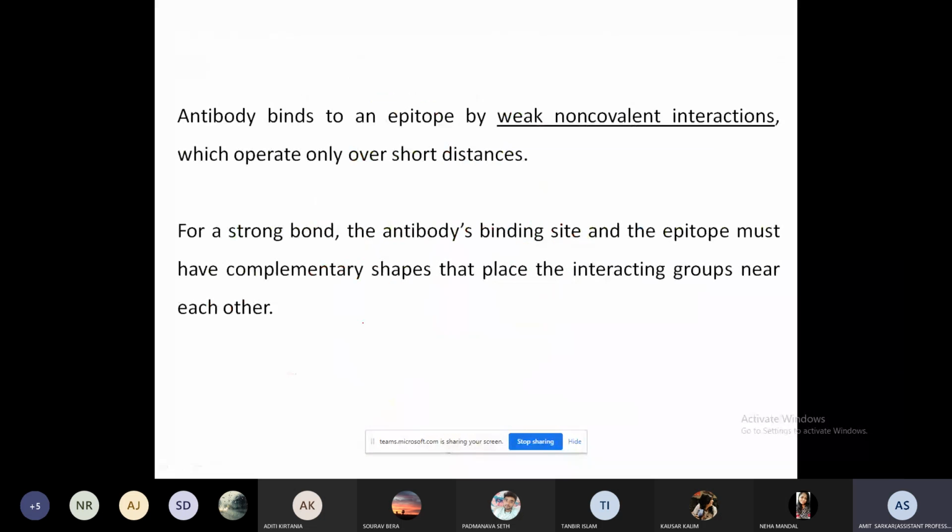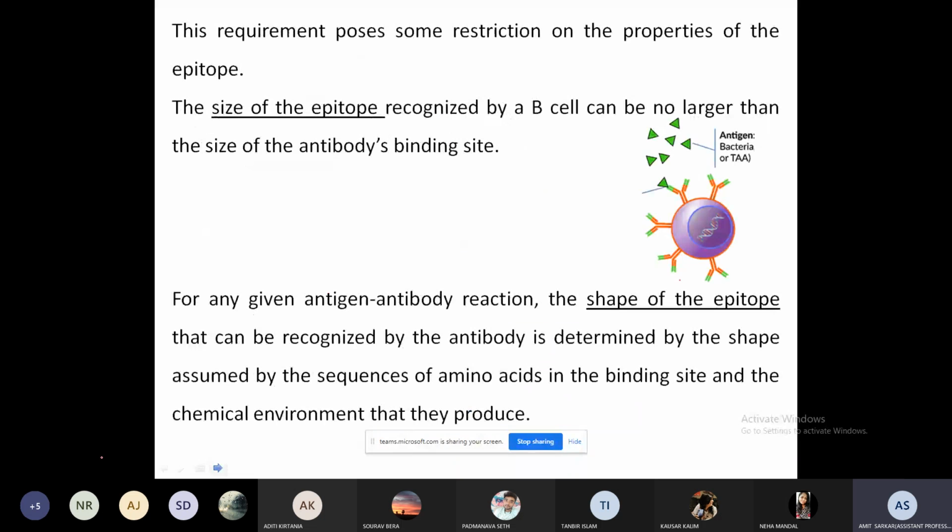So that's why the size of the epitope being recognized by the B cell, if we see this bacterial epitope being recognized, can be no larger than the size of the antibody binding site. The epitope must always be equal to the size of the antibody binding site at the maximum, or less than it. That is the condition over here: the size of the epitope recognized by the B cell can be no larger than the size of the antibody binding site. And I have just explained the reason.